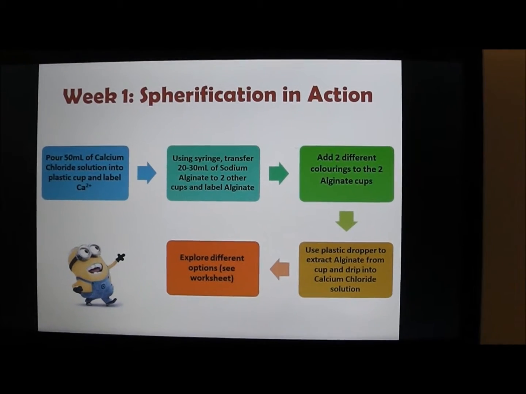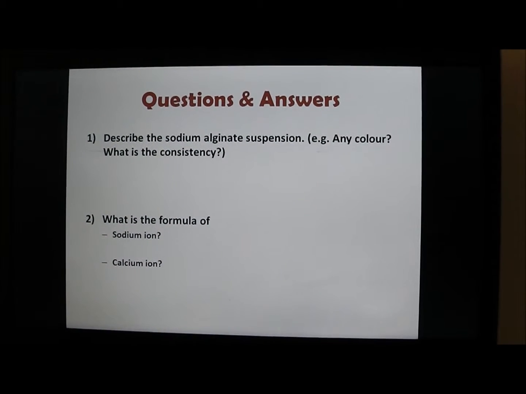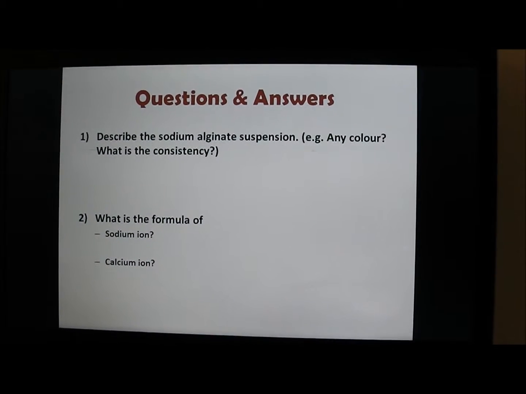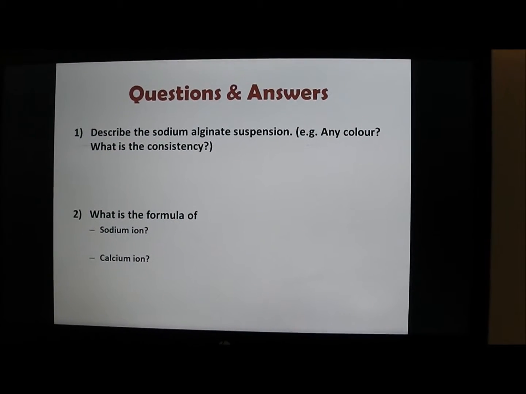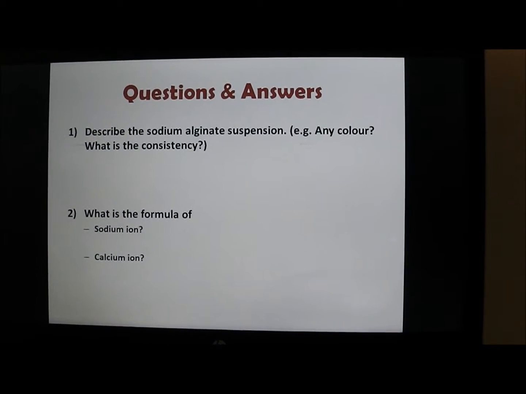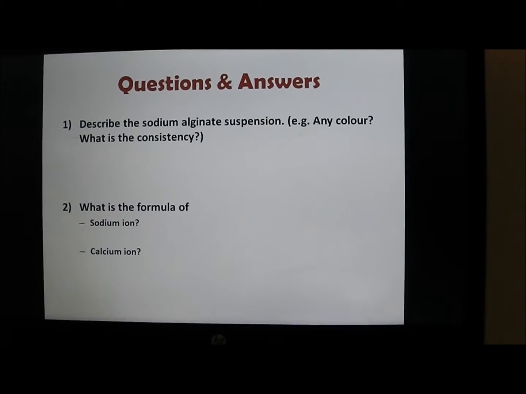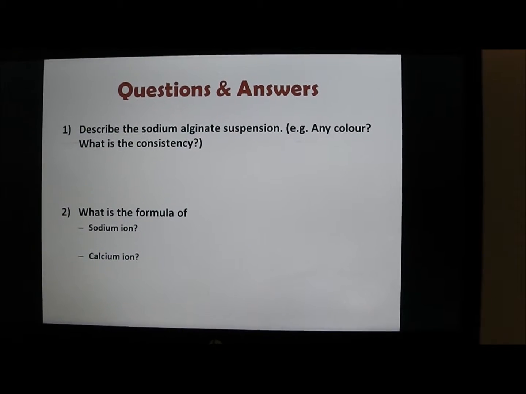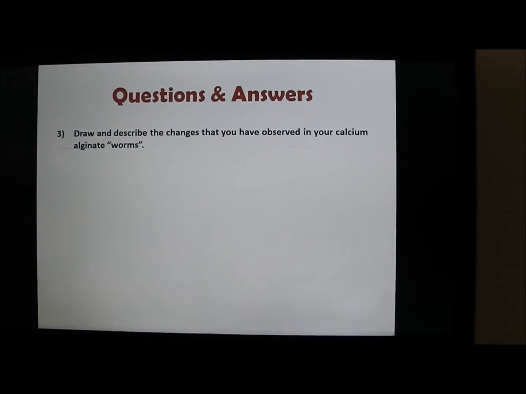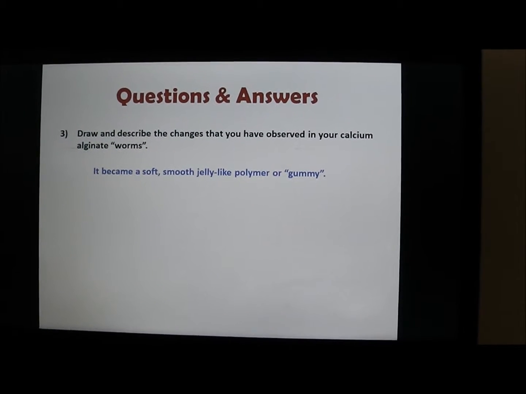For this week, we'll do the basic spherification in action. After we are done with the experiment itself, we'll ask the students to fill in a few questions on their worksheets. Describe the sodium alginate suspension, and what is the formula of sodium ion and calcium ion. There are some references on the worksheet itself, so they can refer to them. We'll flash the answers after that. And also describe the calcium alginate worms.